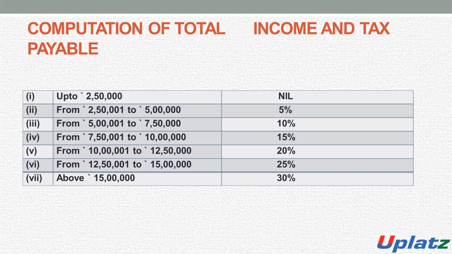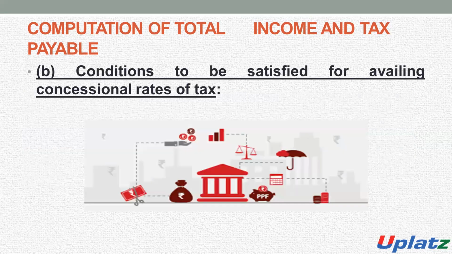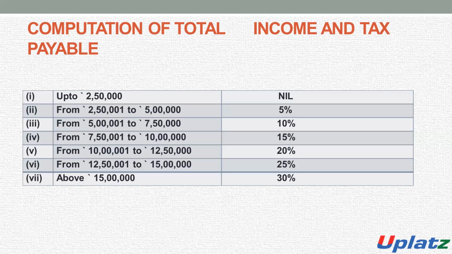And when the total income of the assessee is more than 15 lakh, then the tax rate will be 30%. So these are the concessional rates of income tax.